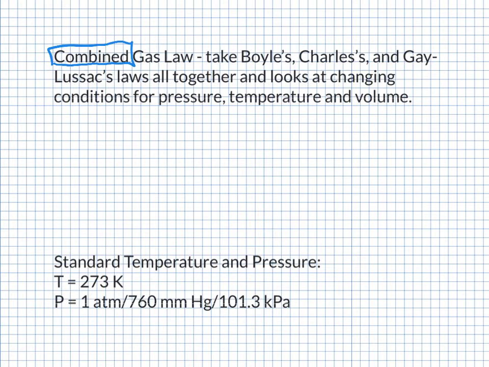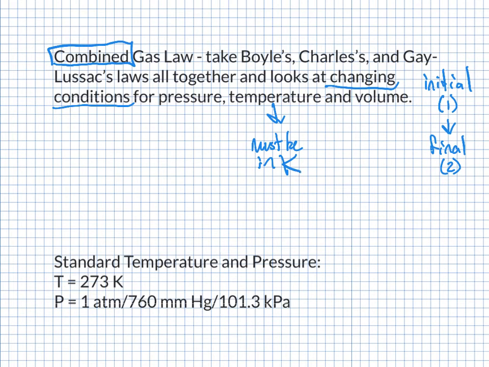And the important thing to remember in the combined gas law is we're looking at changing conditions, meaning that you have an initial set of conditions, which we typically refer to as 1, and then you're going to turn into some final set of conditions, which we tend to label condition 2. So the only thing to remember here is that, again, temps must be in Kelvin, and that your pressure and your volume must be in the same unit for conditions 1 and 2.